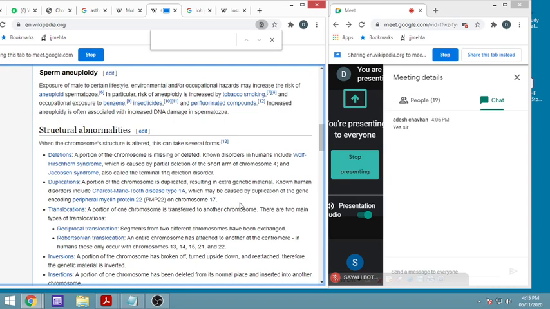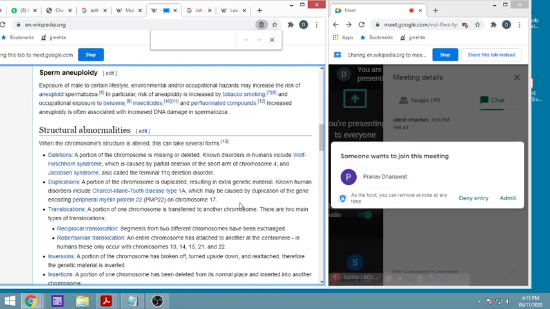Then next are translocations. There are two types. One is reciprocal translocation, where segments from two different chromosomes have been exchanged. Robertsonian is another translocation, where an entire chromosome has attached to another adjacent chromosome. In humans this only occurs with chromosomes 13, 14, 21 and 22. So this is one more.